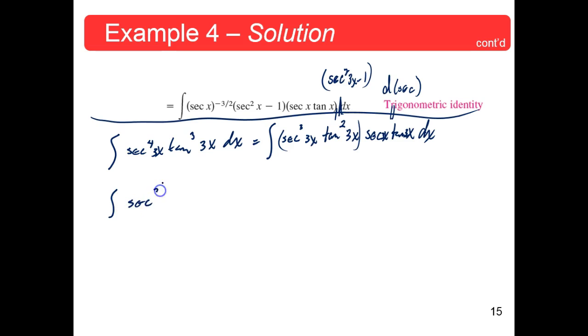Secant cubed 3x times secant squared 3x minus 1 times secant 3x tangent 3x dx. I keep forgetting about that 3x in there. Okay. All right. What next?